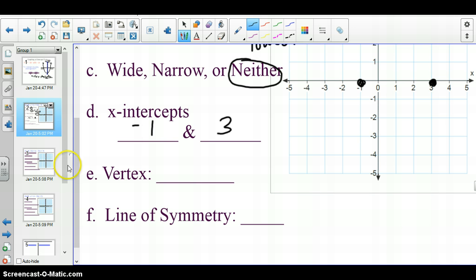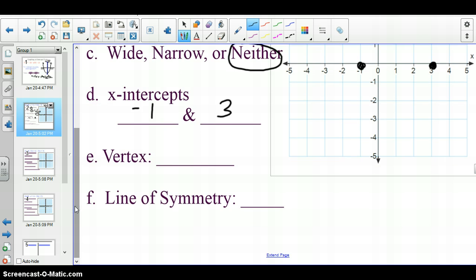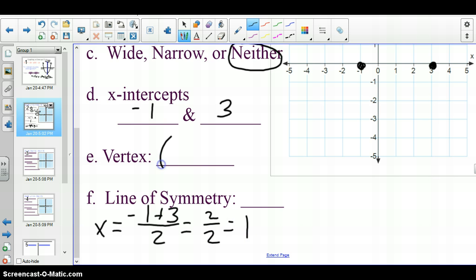Now to find the x of my vertex, I'm going to take my x-intercepts, negative 1 plus 3, and divide them by 2. So I'm adding them together and dividing by 2. 3 minus 1 is 2. 2 over 2 is 1. So the x of my vertex is 1. It is also my line of symmetry, or axis of symmetry.